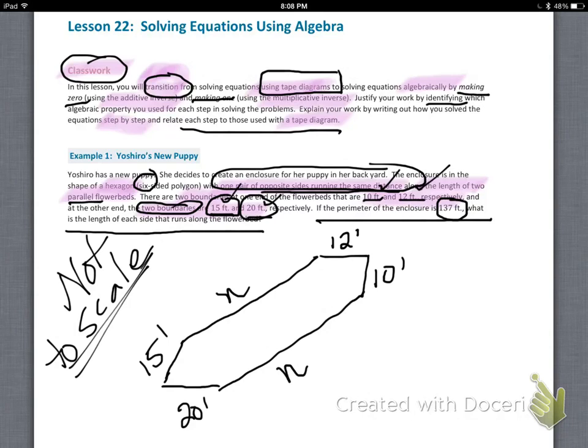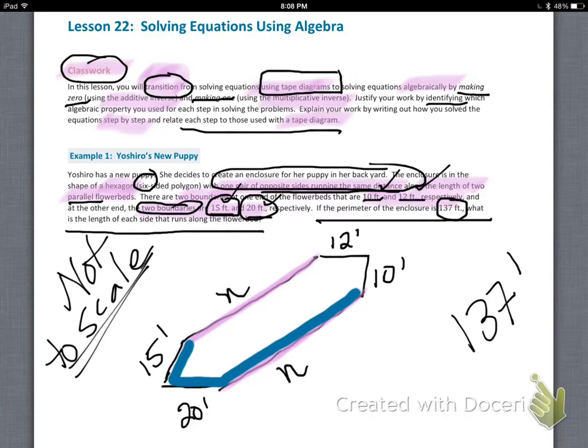So these are the things we know, but these are the things we don't know, and we are going to solve for those. Oh, and we do know one more very important piece, that the perimeter is 137 feet. And again, for those of you who might still be having difficulty with this idea, perimeter, of course, is the measure all the way around. So that's our perimeter, and we know that equals 137 feet.